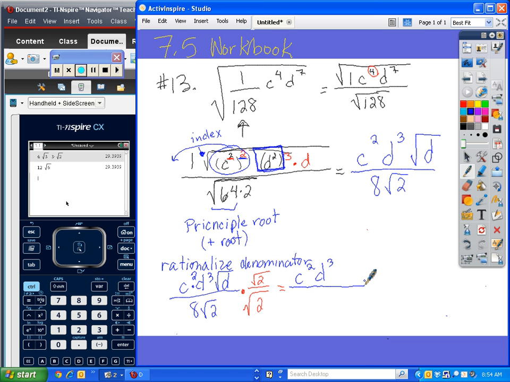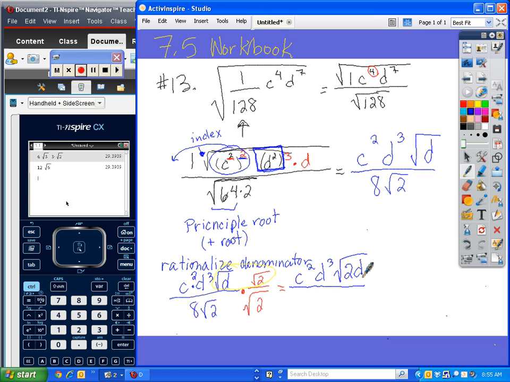Now here I've got something going on. And the something I have going on is the square root of d times the square root of 2. When we multiply, as long as the index is the same, the index is the square root, they're both square roots, I just multiply what's underneath the square root together. So that square root of d times square root of 2 becomes what, everyone? Square root of 2d, perfect.